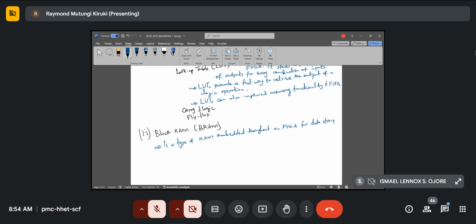Now, I only have 7 minutes. The type of RAM embedded throughout an FPGA for data storage, and some of its uses: it can be used, one, to transfer data between multiple clock domains by using local FIFOs.